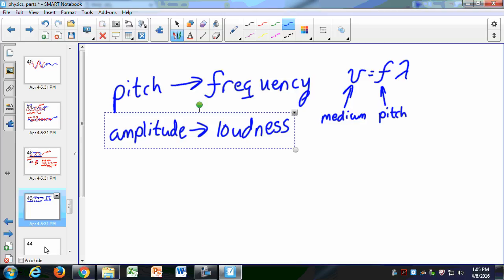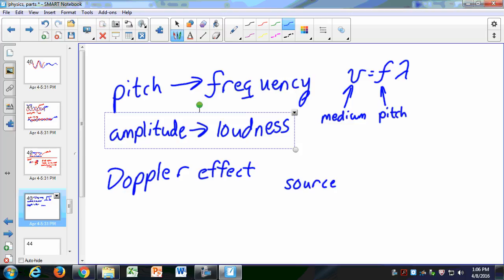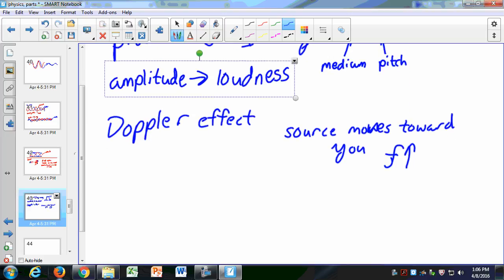So the Doppler effect, which we also see in light, is that as the source moves towards you, the frequency increases, the frequency of your sound, and then as it moves away from you, the frequency decreases. They give an equation in your book for this perceived frequency of the sound.